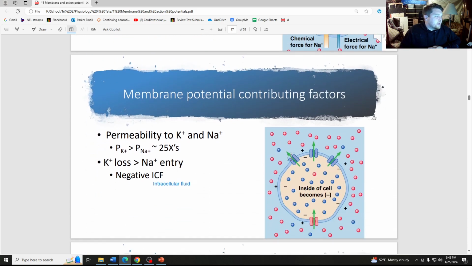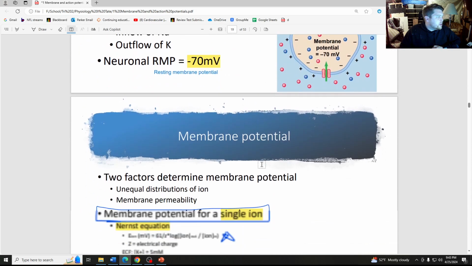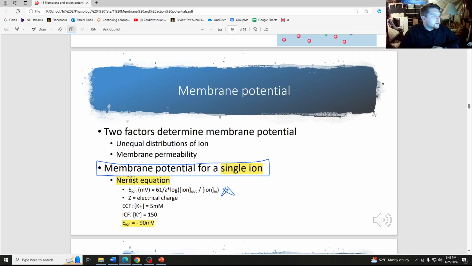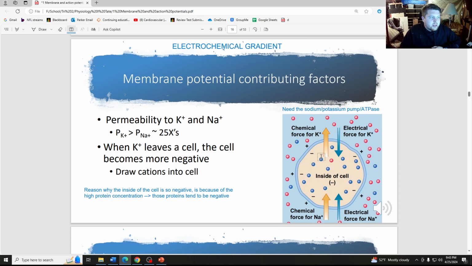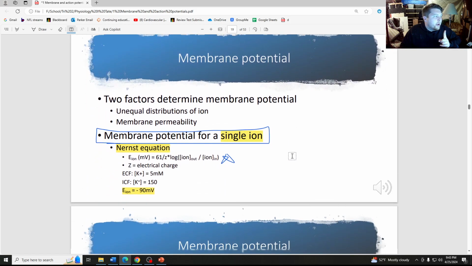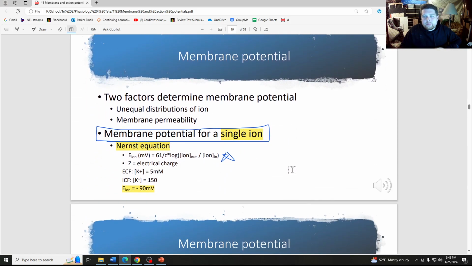So we get into something that's called the Nernst equation. The Nernst equation is looking at the membrane potential, or the balancing of all of these forces, specifically for one single ion at a time. So if we wanted to look at potassium, for example, we look at the ECF versus the ICF. ECF is the extracellular fluid, so outside, and the ICF is the intracellular fluid.